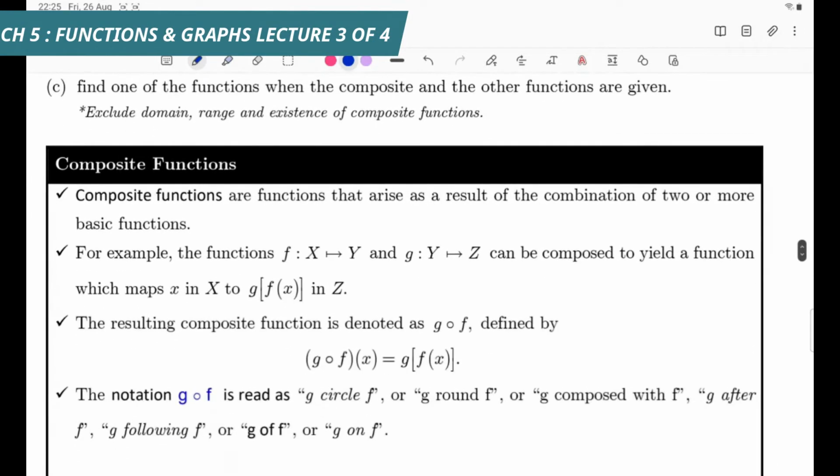Composite functions. Composite functions are functions that arise as a result of the combination of two or more basic functions. For example, the functions f: x mapped to y and g: y mapped to z can be composed to yield a function which maps x in X to g of f of x in Z. The resulting composite function is denoted as g∘f, defined by (g∘f)(x) = g(f(x)).